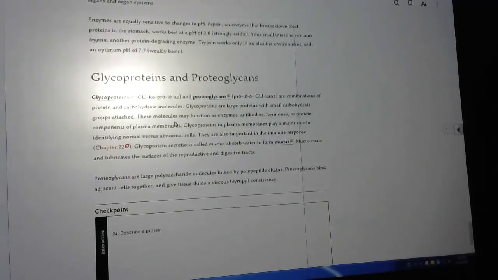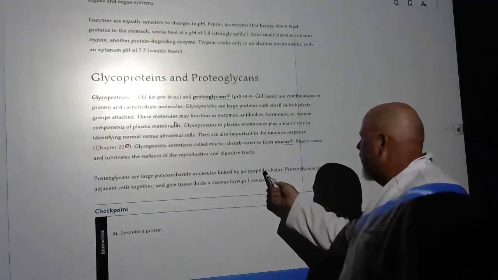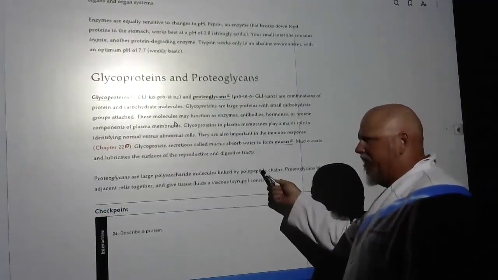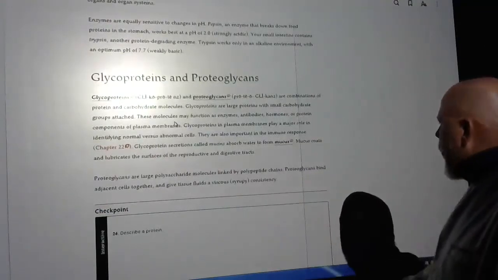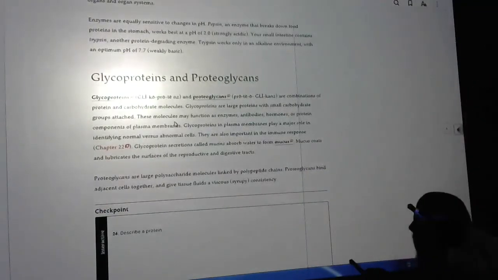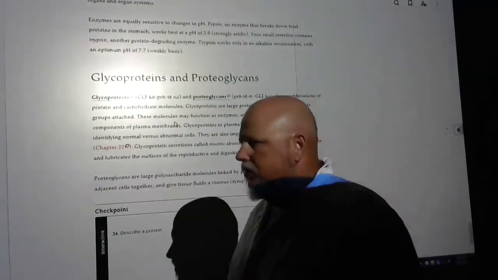Proteoglycans are large polysaccharide molecules linked to polypeptide chains. All this means is that a polypeptide is many amino acids linked by peptide bonds. Proteoglycans bind adjacent cells together and give tissue form that exhibits working consistency. Okay.